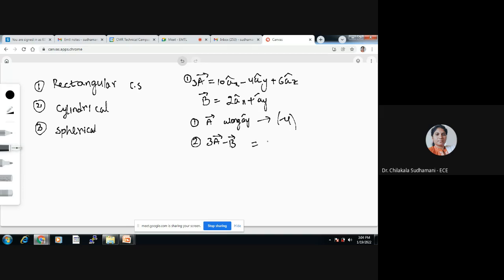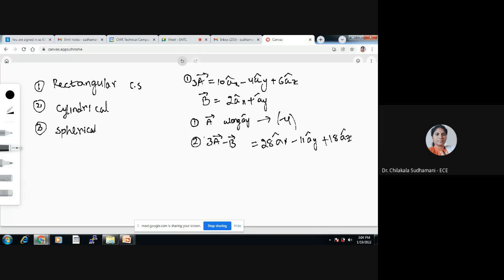30 minus 2, right? So 28 ax bar. Minus 12 plus 1 gives minus 11 ay bar. Plus 6 times 3 is 18. There is no z component in B, right? So you'll get 18 az cap. This is 3A bar minus B bar.